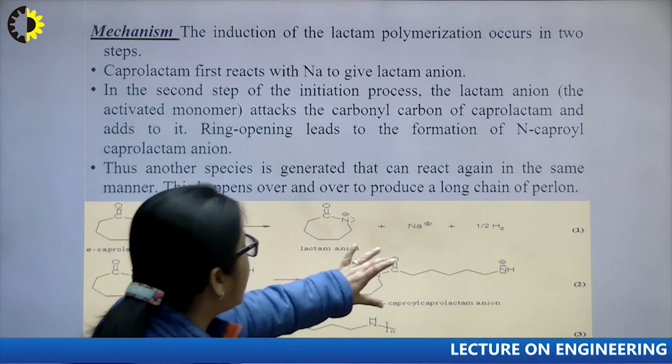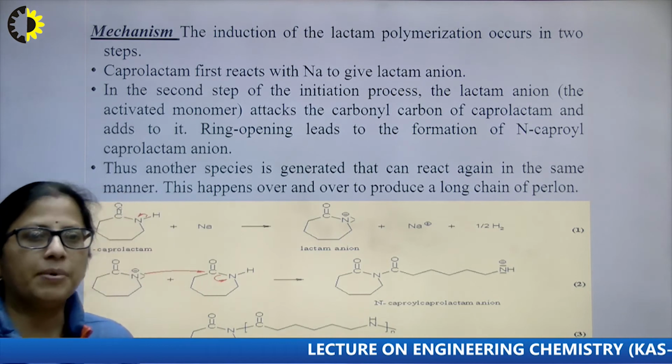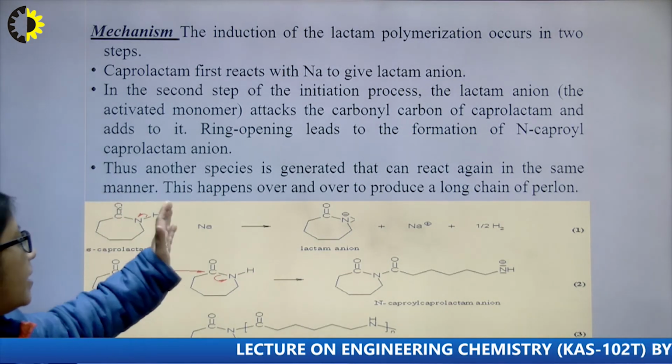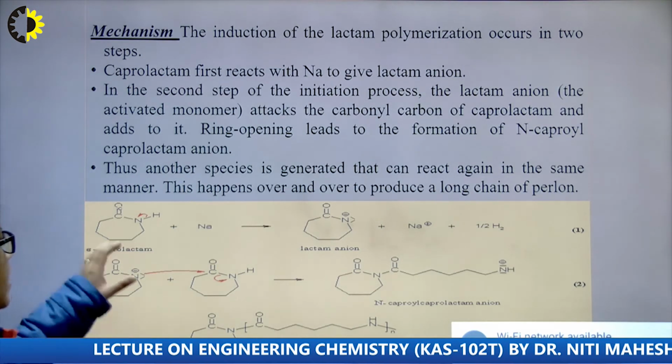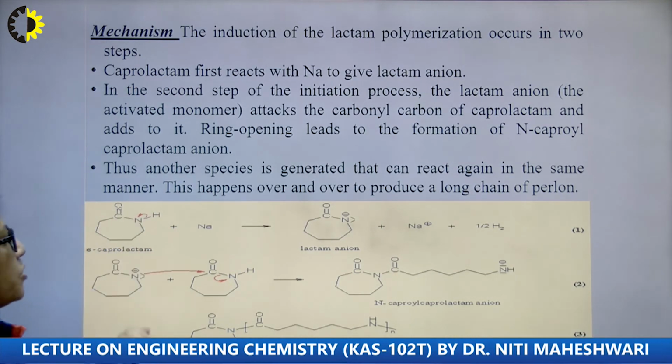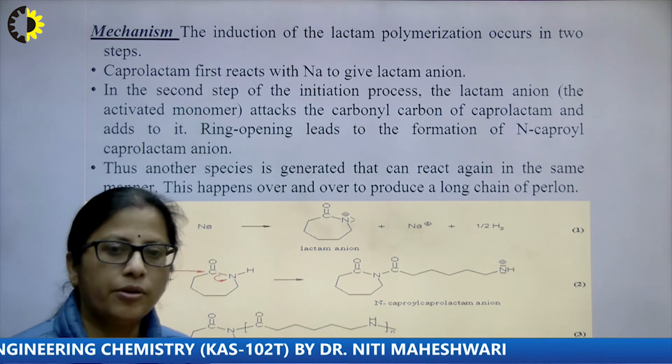Again, this anion will attack a new molecule and the chain elongation will take place. So, another species is generated that can react again in the same manner. This happens over and over to produce a long chain of the perlon.